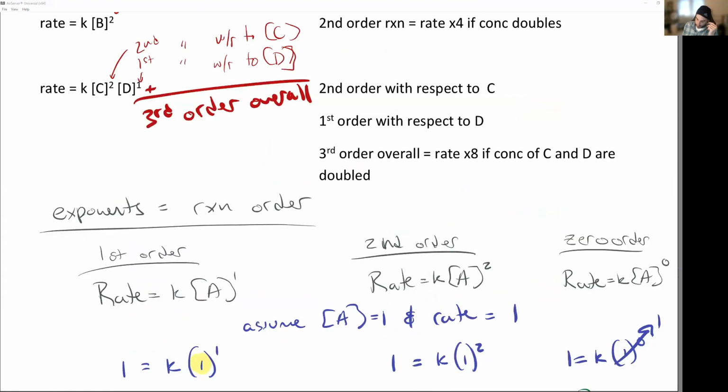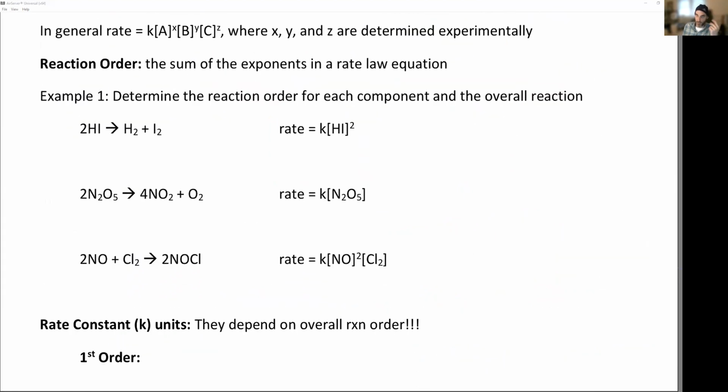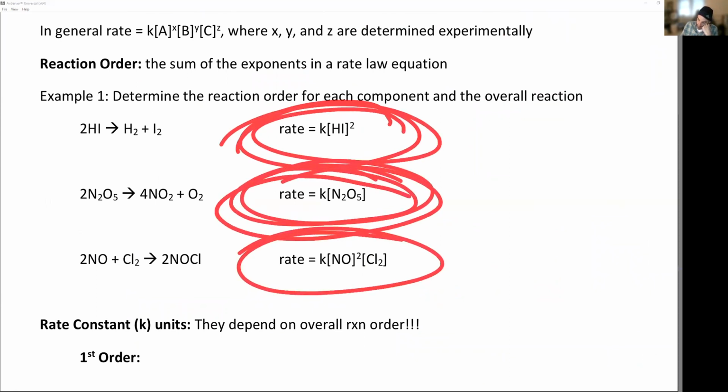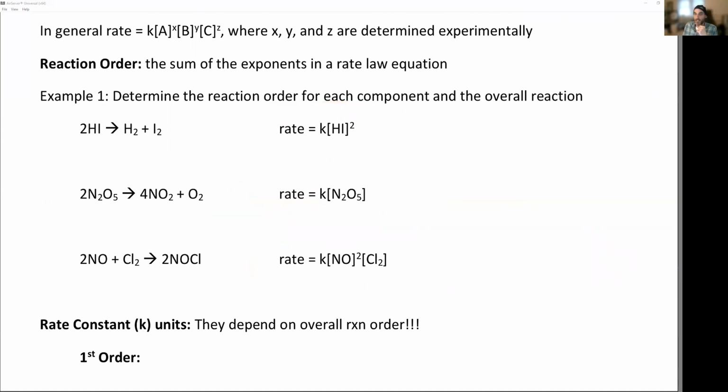Okay, so this is all leading to some experimental stuff. So I would like you to determine the reaction order for each component in the overall reaction. These are the experimentally determined rate laws. So if these are the experimentally determined rate laws, it is blank order with respect to HI, blank order with respect to N2O5, blank order with respect to NO, and so on and so forth. In fact, that's what we're going to look at.